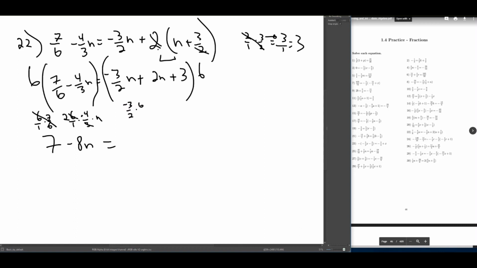6. So that's negative 3 over 2 times 6 over 1. Do you see what I did there? 6 divided by 2 equals 3. Minus 3 times 3 equals minus 9 over 1, or minus 9. Minus 9. Oh, don't forget that n. Right?